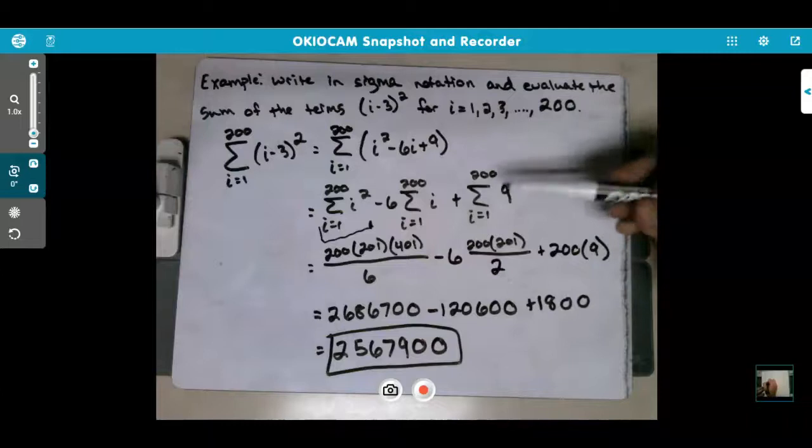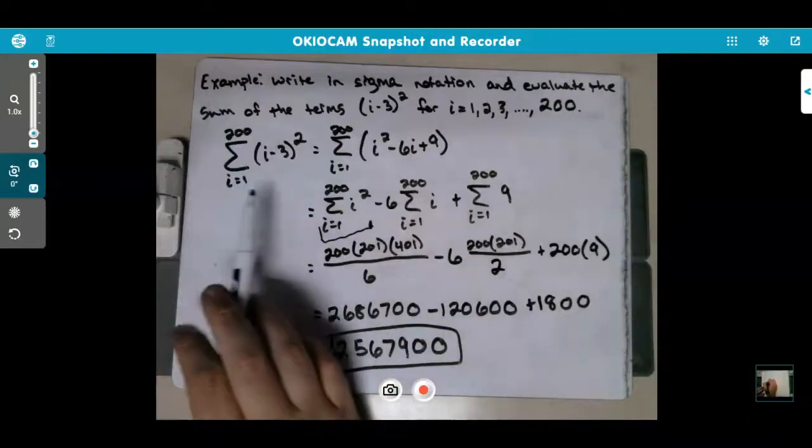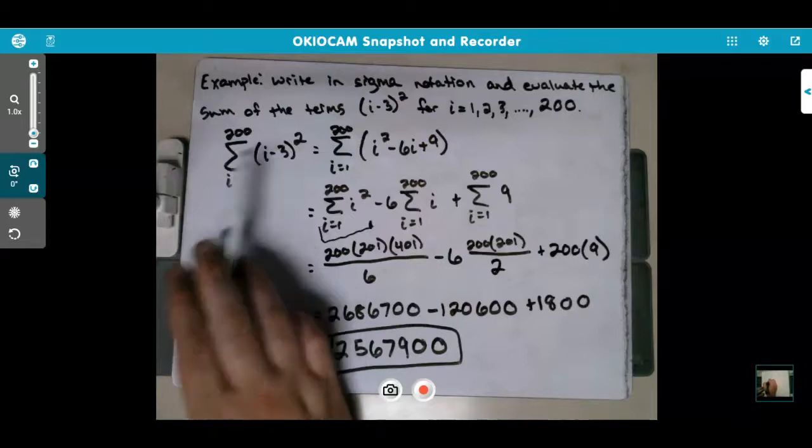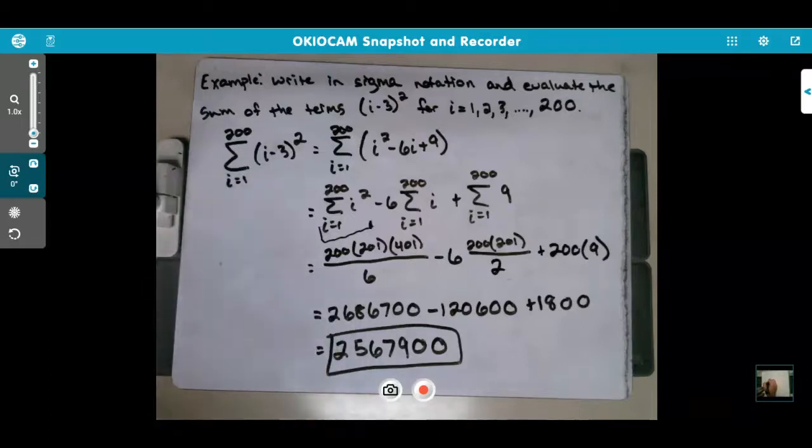So like I said, this was a lot less work than simply adding all of these up, right? Because I would have to plug in a 1, then a 2, then a 3, then a 4, on and on, till I got to 200, which would take forever. Let's do another example of that.